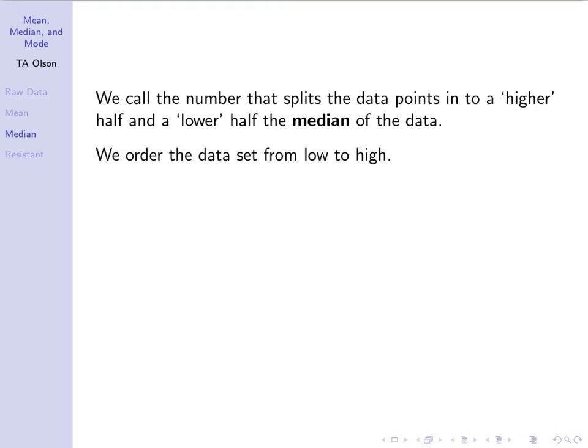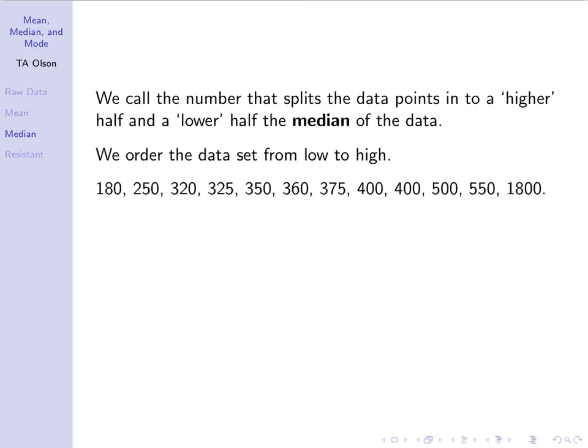First, we take our entire data set and we order the data from low to high. For the data set for Chifaru's sample, it's going to look as follows. The lowest data point in the sample is 180. The highest is 1,800.